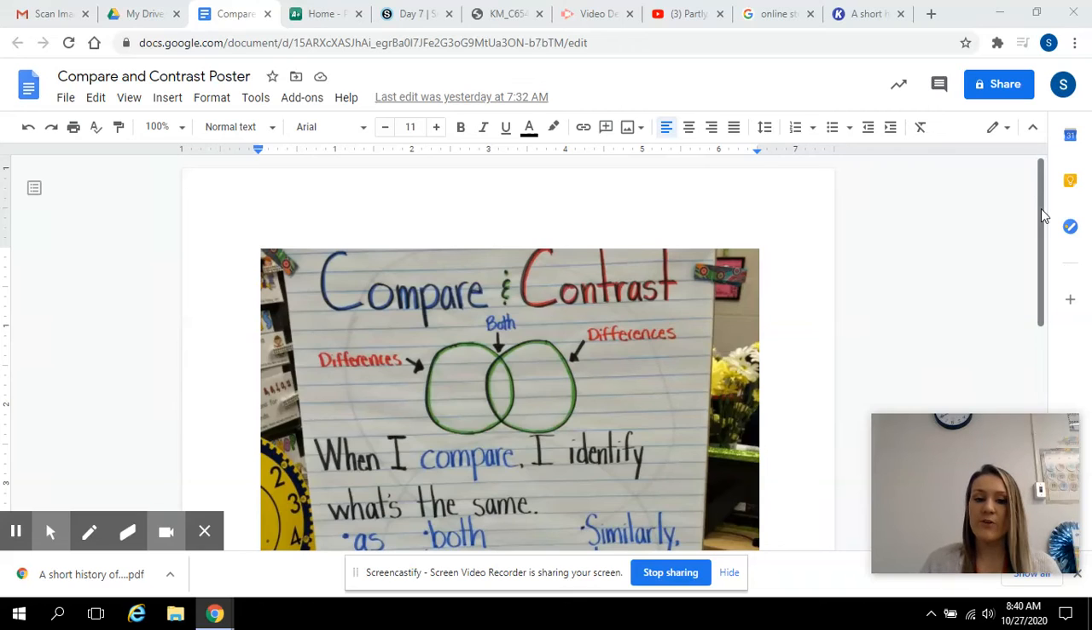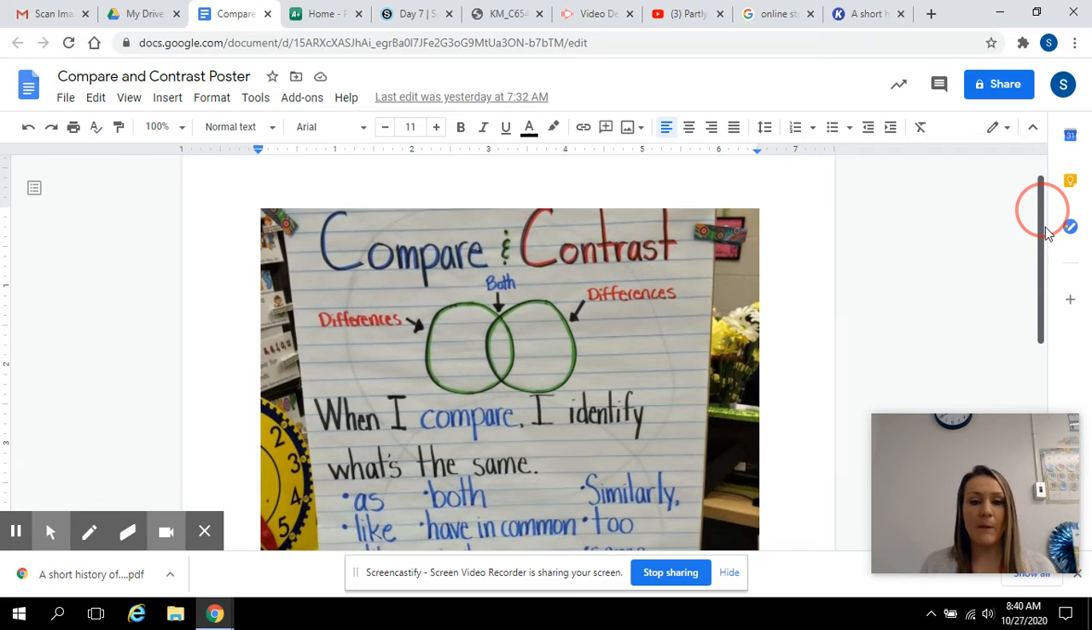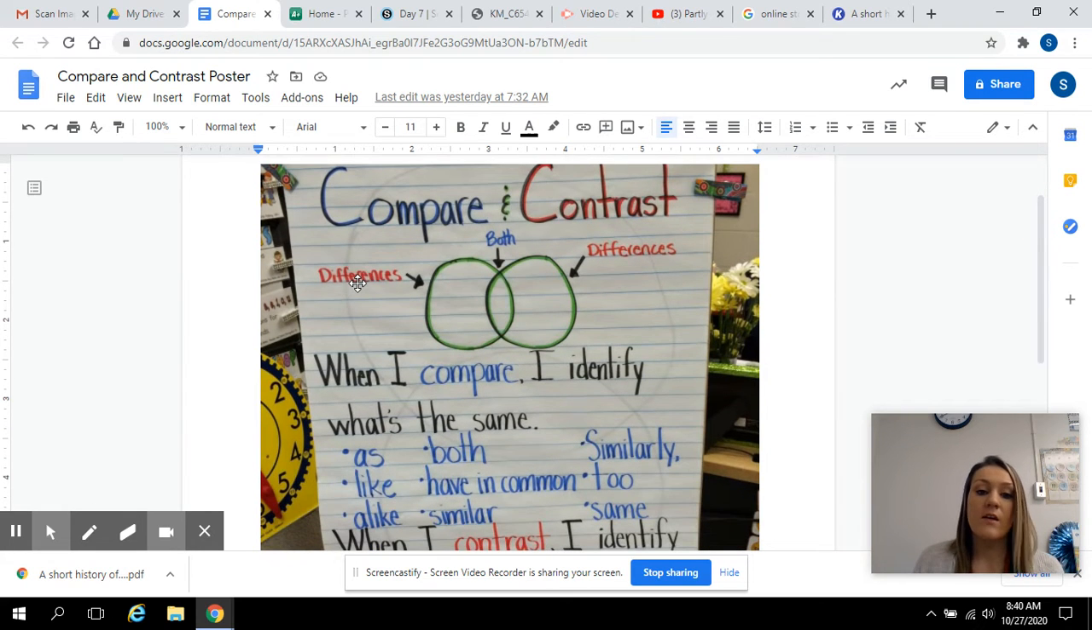So let's review compare and contrast quickly before we jump into our assignment for today. I posted this poster yesterday for you guys to look at. Compare and contrast, okay? You have your Venn diagram. You're going to use this 90% of the time when you are using compare and contrast, okay? So this is the Venn diagram.